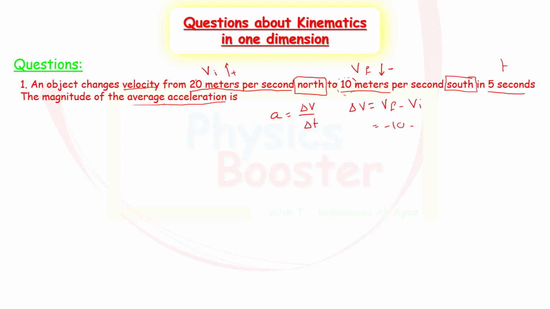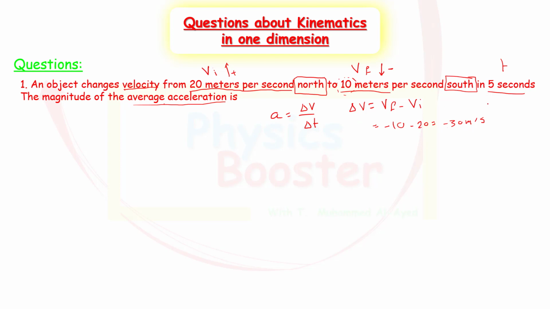Is 20 positive or negative? No, it's a positive value, so it's minus 10 minus 20, and we will have a velocity equal to minus 30 meters per second. Can velocity be in a negative sign? Yes, this means that it has a certain direction, because we know that velocity is a vector quantity and it must have a direction. So the direction of the velocity is negative and it has a magnitude of 30. So I found delta V.